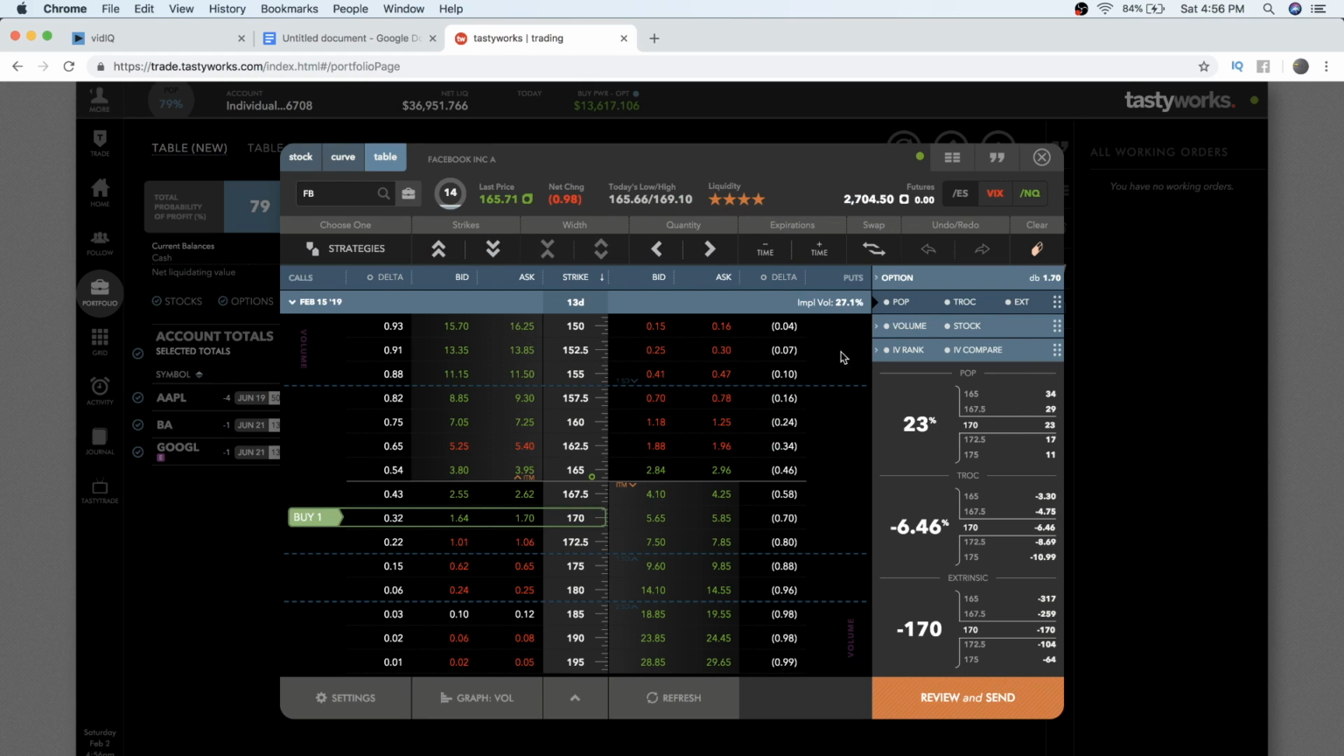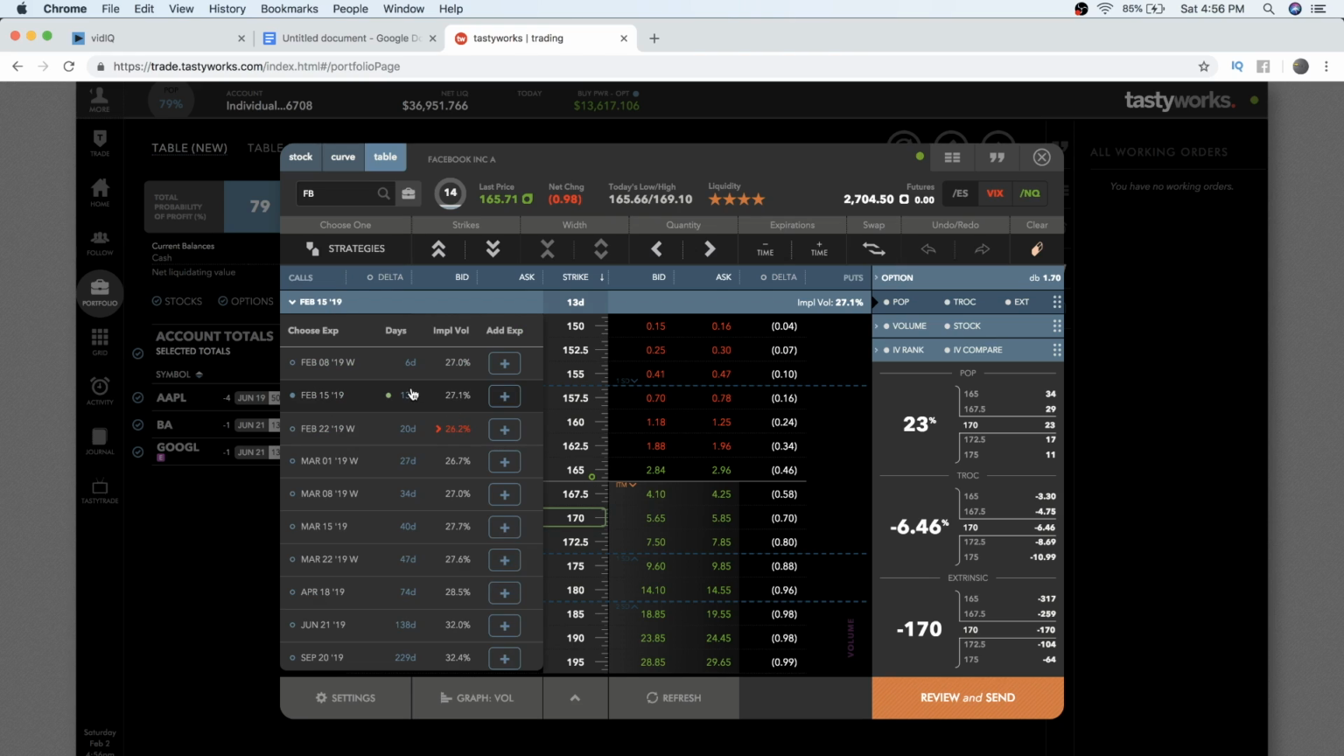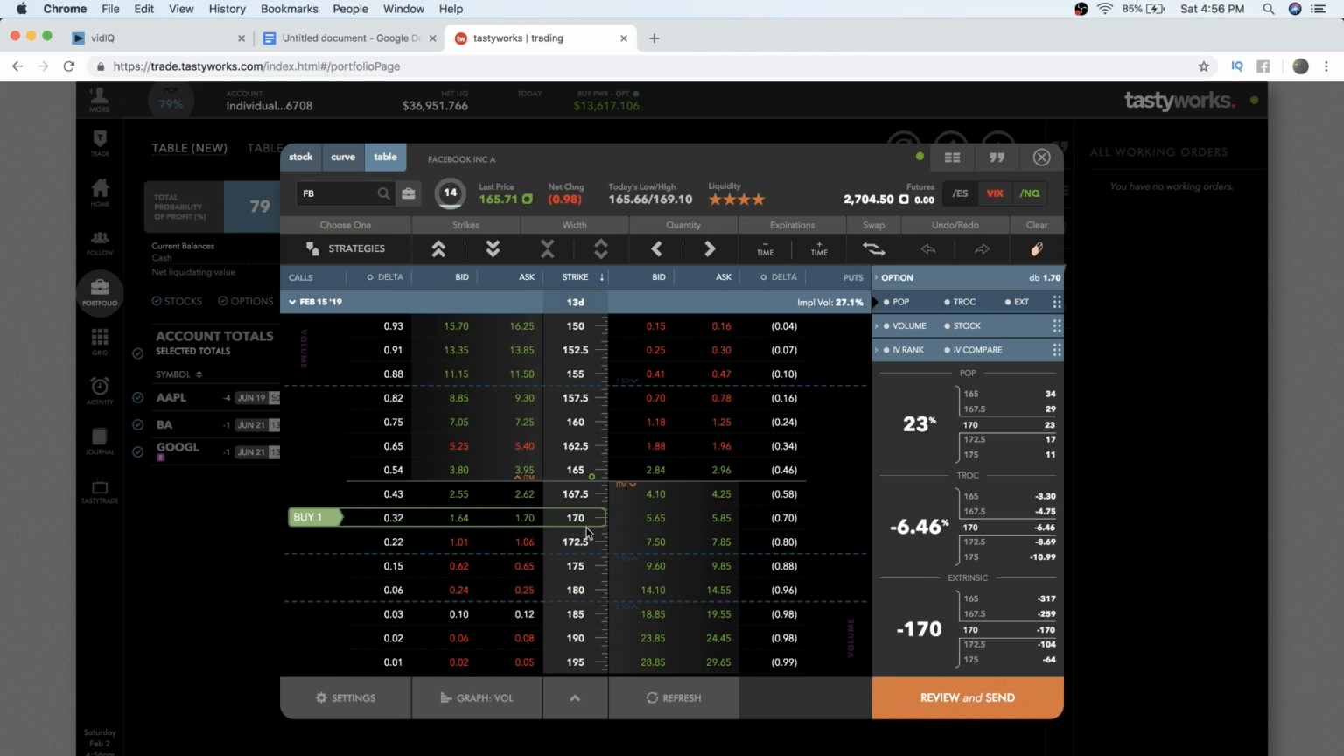It's 23%. And this is what I learned: Pop is saying, what is the probability of profit? What are the chances I go past break even and make money? In this case, if you bought a 170 Facebook at the ask for $170, our break even is 170. By February 15th, the chances of you making $170 and even more, so $171 is making $1 profit, is about 23%.